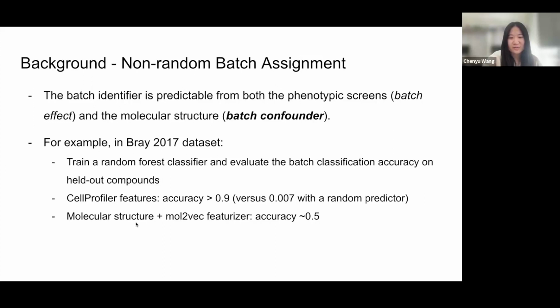However, if we only use the molecular structure and a simple Mol2vec featurizer to predict the batch ID, the accuracy is surprisingly about 0.5, which means that there is a very strong confounding issue, and drugs with similar structures or similar scaffolds are placed on the same plate or the same batch.